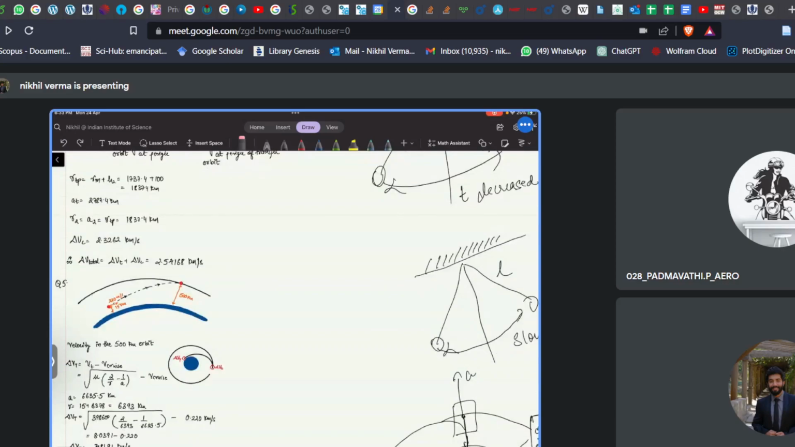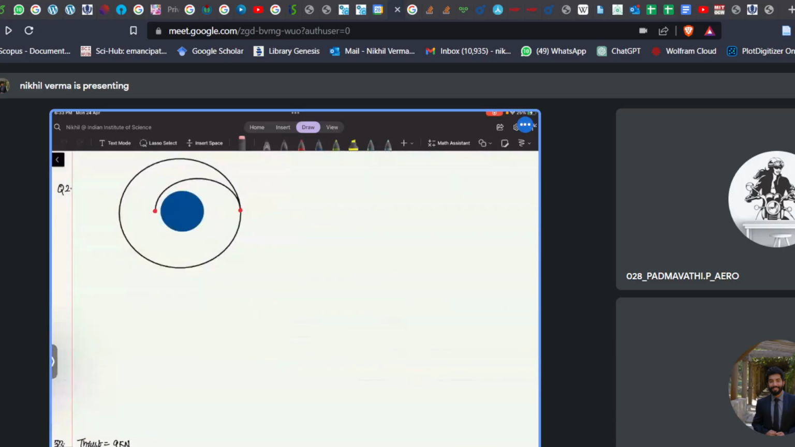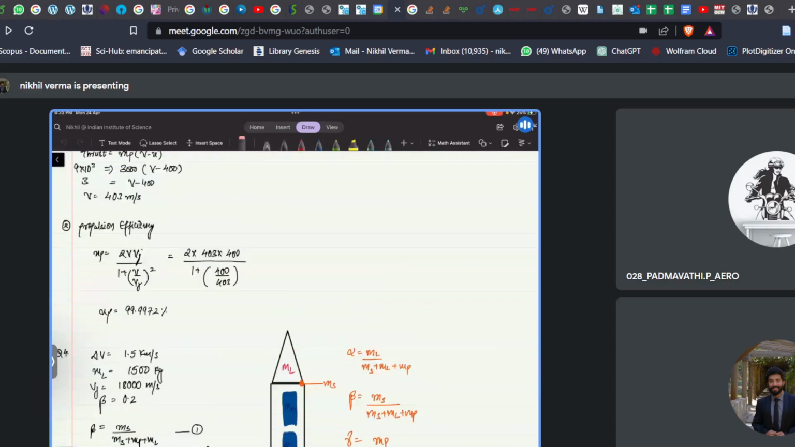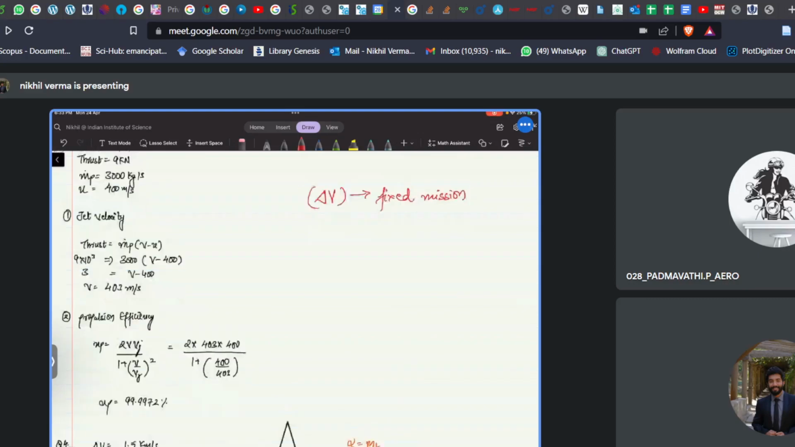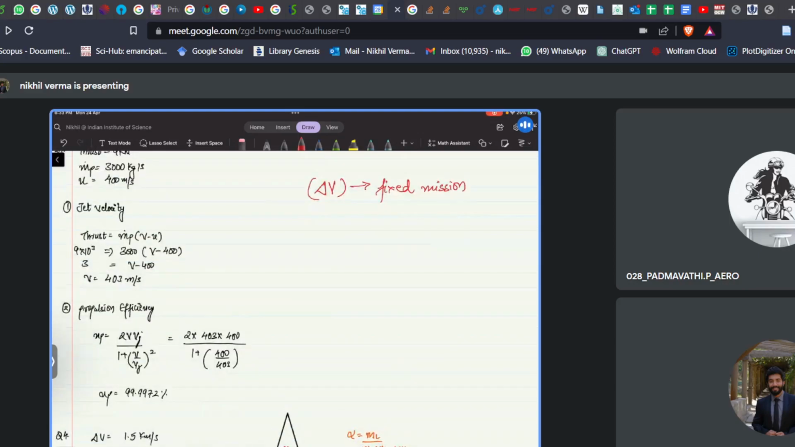Okay, so next, based on this, we calculated. If we have delta V, we can calculate... based on the mission requirement, we have delta V, which is fixed by the mission. And using delta V, we can calculate the mass of the propulsion system that is required.